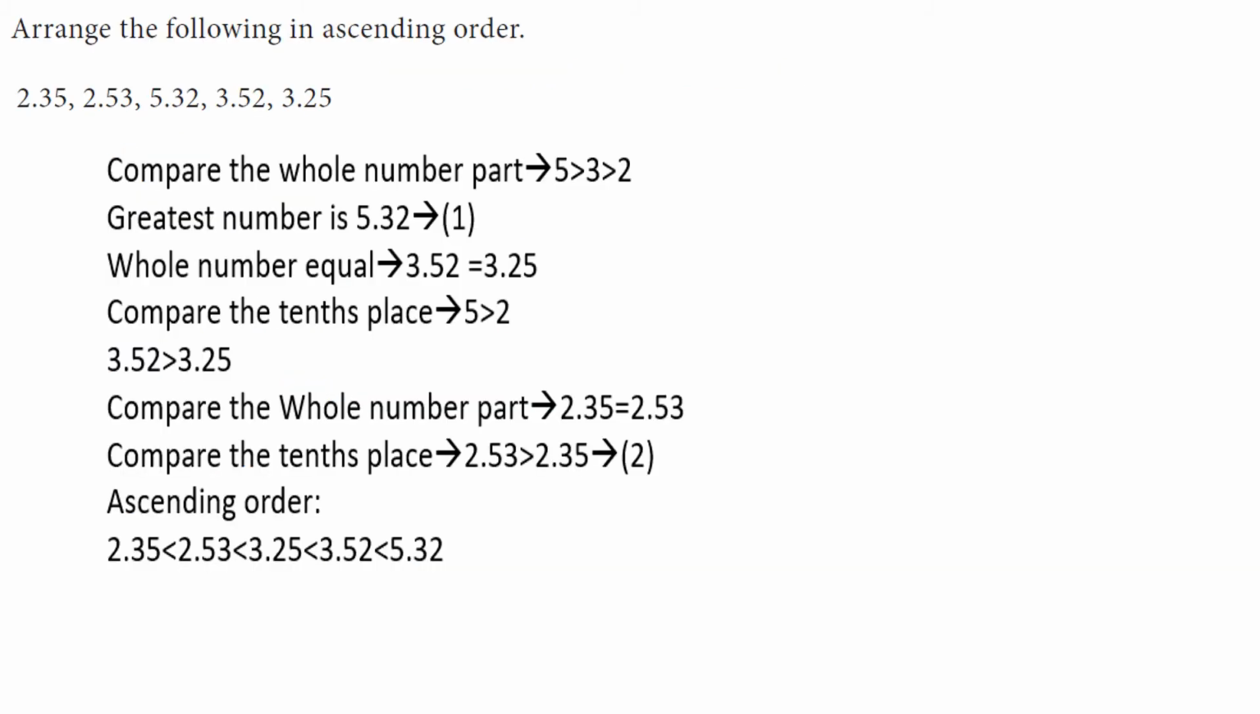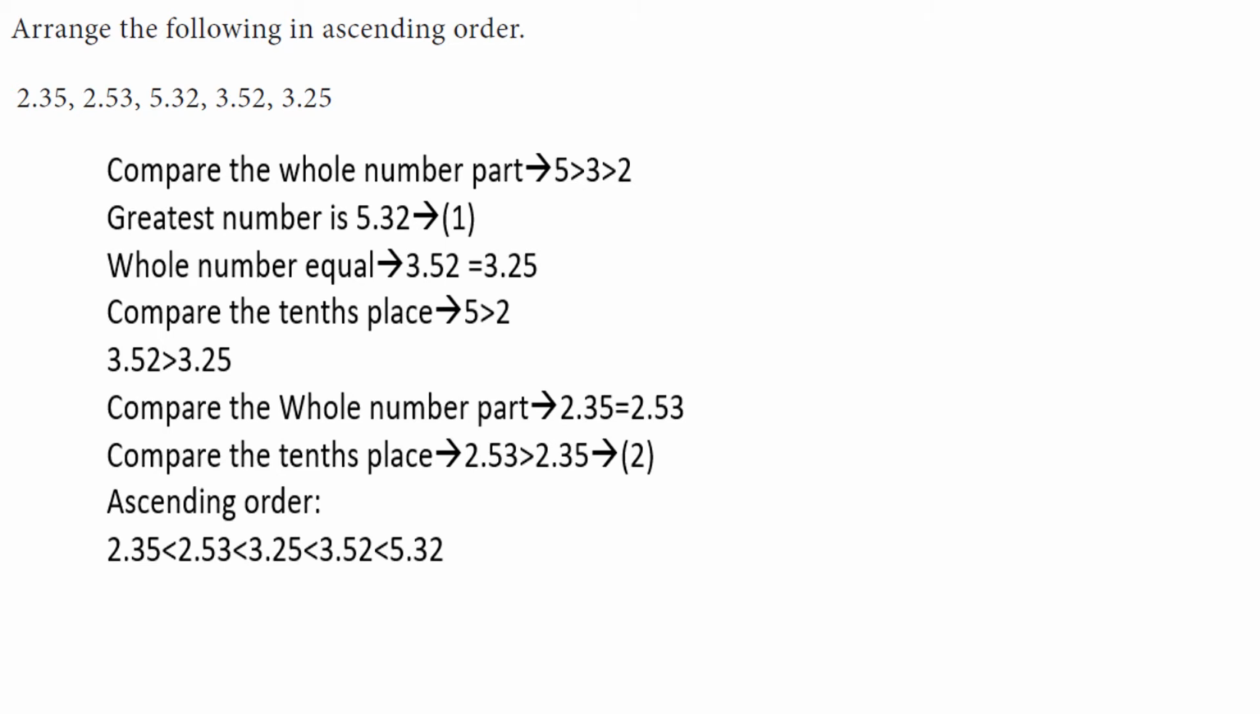Arrange the following in ascending order. Given sum 2.35, 2.53, 5.32, 3.52, 3.25. First compare the whole number part. Here given 2, 5 and 3. So from that greater is 5. 5 greater than 3 greater than 2. Therefore the greatest number here is 5.32.